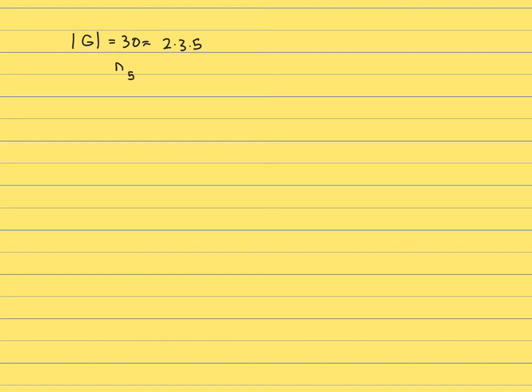Well, we see N5 has to be a divisor of 6, and has to be congruent to 1 mod 5. So there are 2 choices. It's either 1 or it's 6. So in one case you get something normal, in the other case you get something that's not.